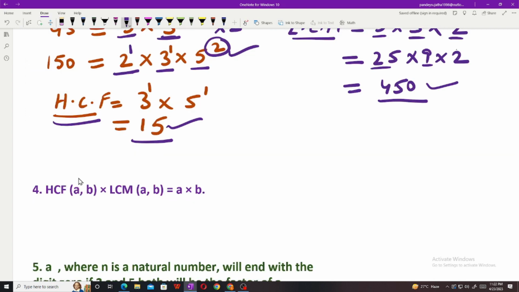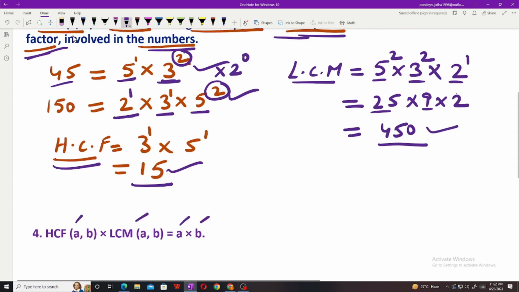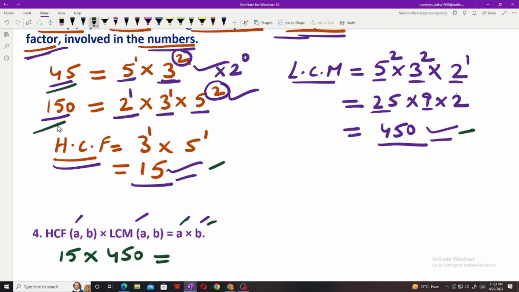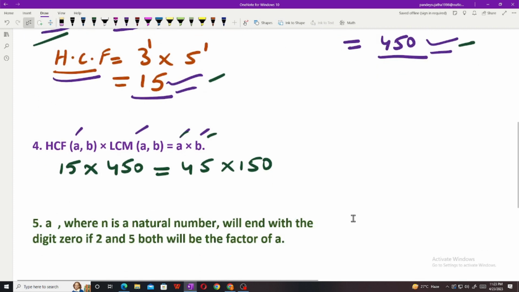Here, when we multiply the HCF of the two numbers with the LCM of the two numbers, that will be equal to the product of the two numbers. Since the HCF for the two numbers, that is 45 and 150, is 15, and the LCM is 450, and the two numbers, that is A and B, are 45 and 150, you multiply and check, it will remain the same.